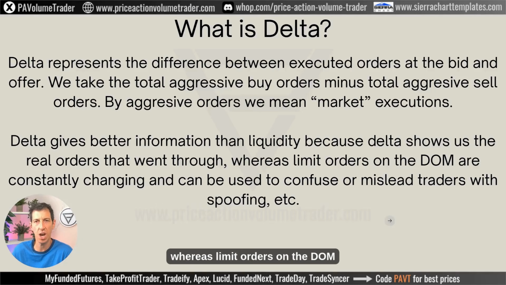Whereas limit orders on the DOM are constantly changing, they're pulling, stacking, and it can be used to confuse or mislead traders with spoofing, iceberg orders, etc.